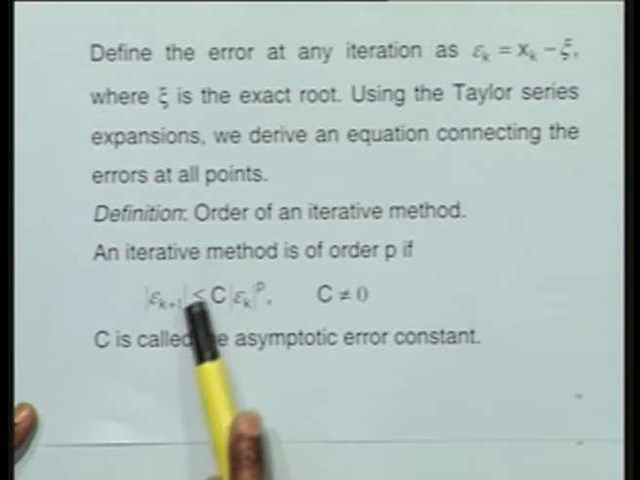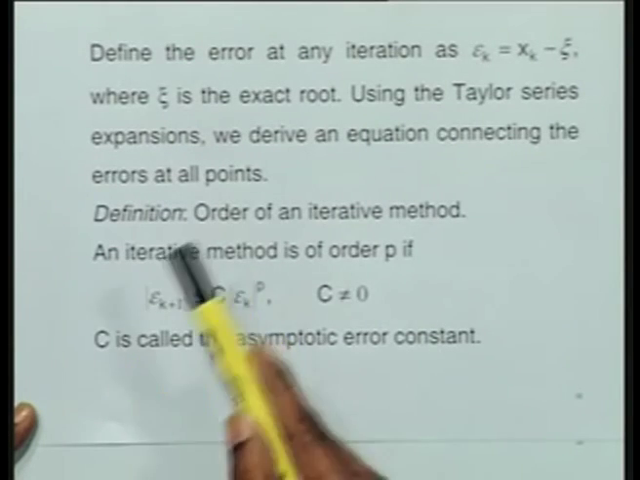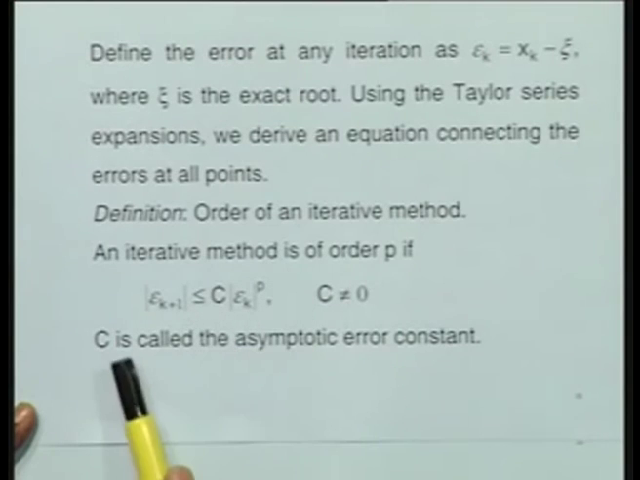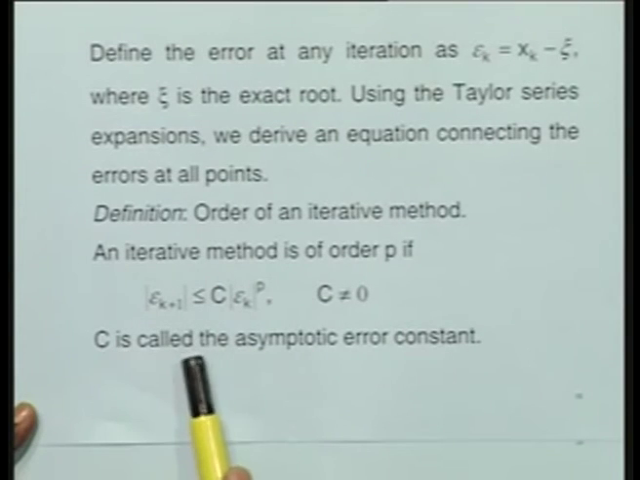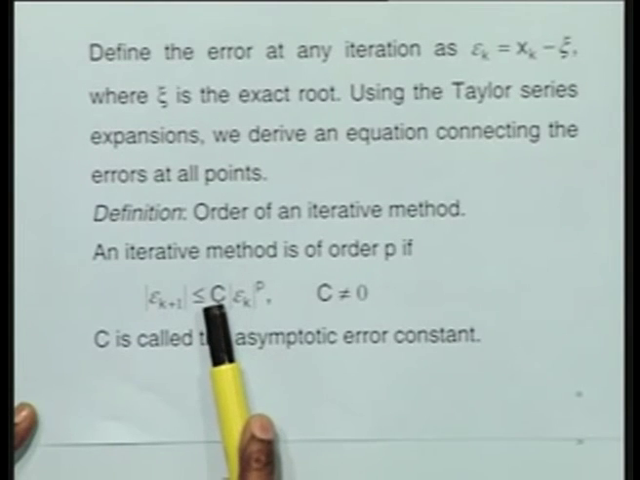Therefore, epsilon k plus 1 is less than or equal to c times epsilon k whole squared. Similarly, for secant method we will show that this p is 1.612. Therefore, we call it superlinear convergence. Now, this c that is multiplying is called the asymptotic error constant. Of course, we expect c is a bounded quantity.